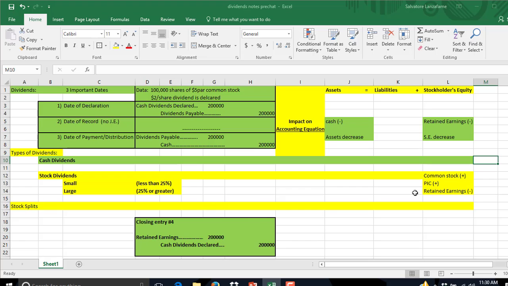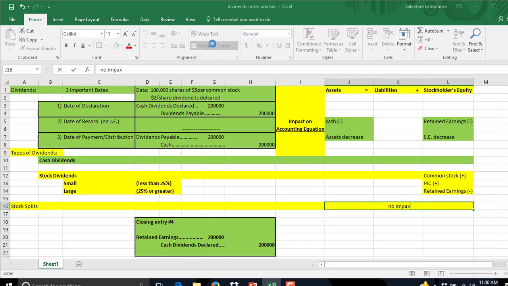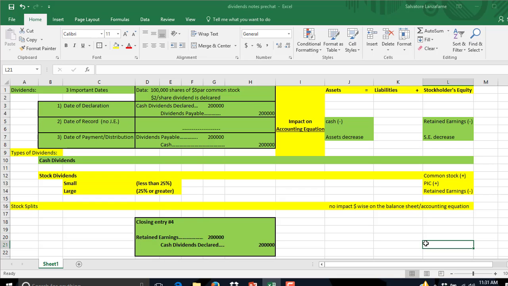Finally, we have stock splits, and a stock split does not affect any part of the accounting equation from a dollar perspective. So with a stock split, we have no impact dollar-wise on the balance sheet or accounting equation. What happens in a stock split is that the values that make up the dollar value are what changes.